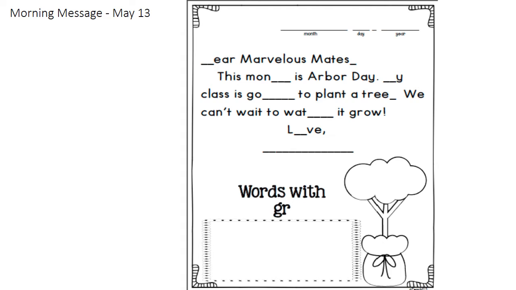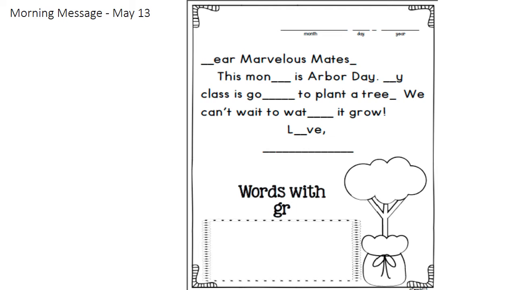For your morning message today, you're going to be fixing up this letter. So as always, make sure you put the date at the top. And the letter reads, Dear Marvelous Mates, this month is Arbor Day. My class is going to plant a tree. We can't wait to watch it grow. Love, Mrs. Brenton.